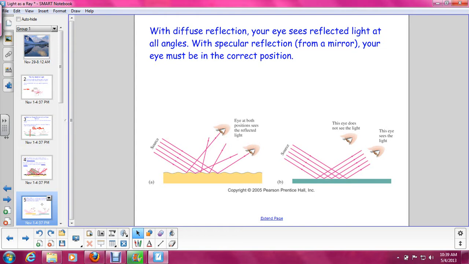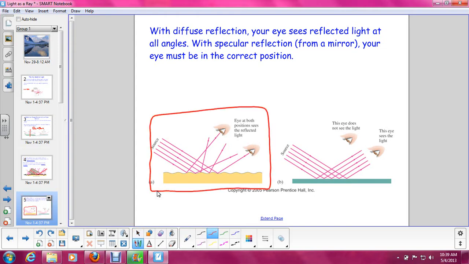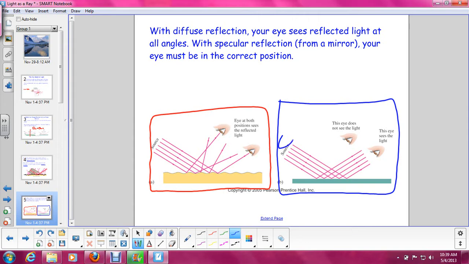So this is what we see when we have diffuse reflection. Whenever we look at any object that does not show a reflection, we see that object because there's light bouncing off it and hitting our eyes, but it's only when we have specular reflection that we can see the actual object that's over here.